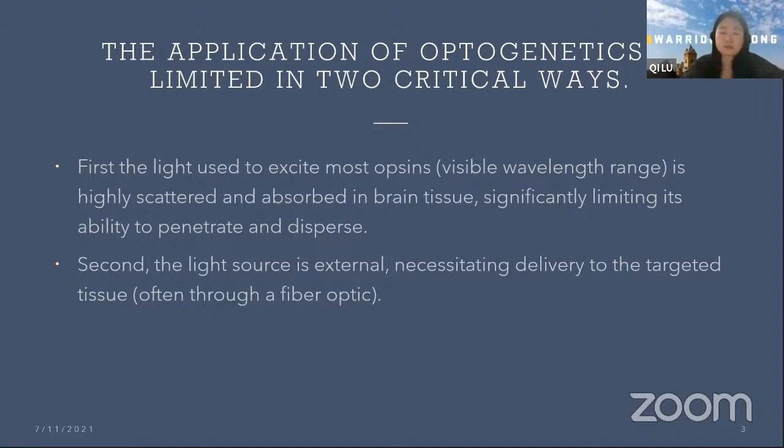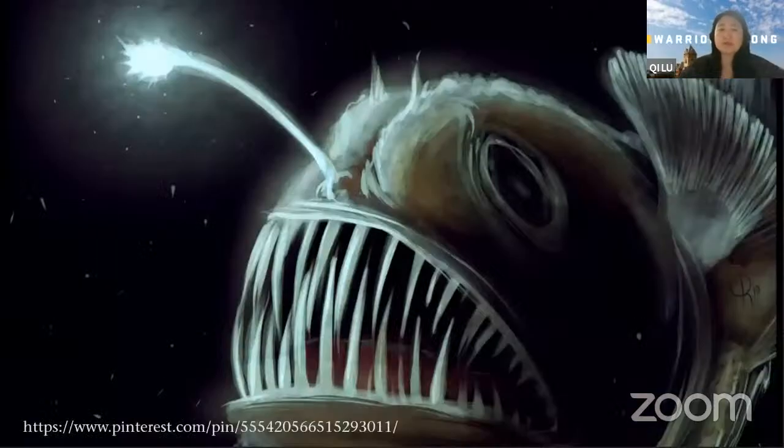Secondly, the external light source needs to be delivered to the target tissue, often through fiber optics. If we need to provide light, the animal, or the human patient, needs to have a light device installed and connected to the region of interest with an optic fiber. So these are two major disadvantages of applying optogenetics in your system.